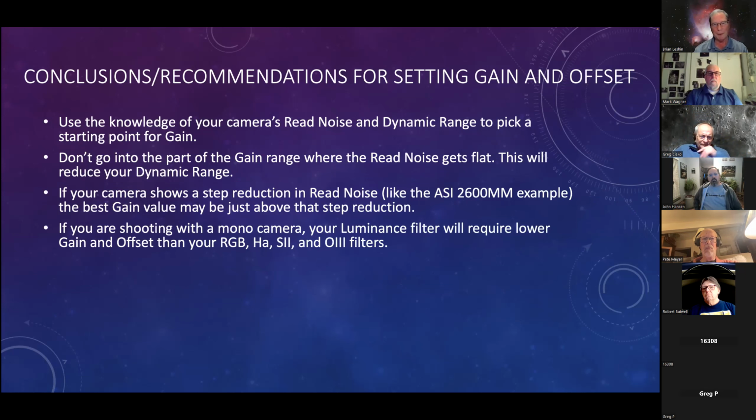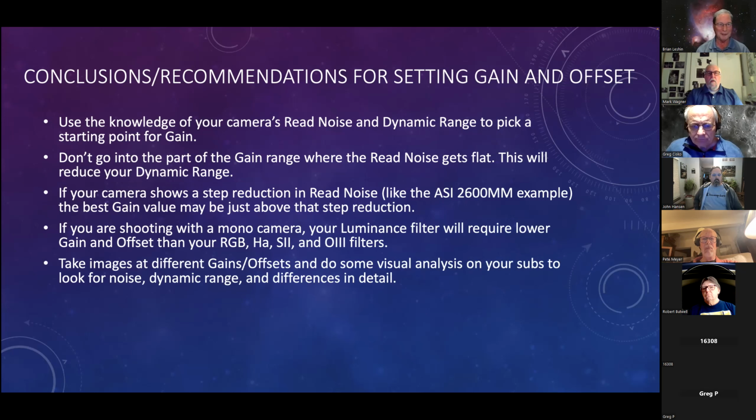If you're shooting with a mono camera, your luminance filter is always going to require a lower gain and offset than your RGB, your Ha, your S, silicon, and your oxygen filters. And you kind of saw what John Rista said, and he's the extraordinary expert. So I'm going to listen to him, and it works that way, anyways.